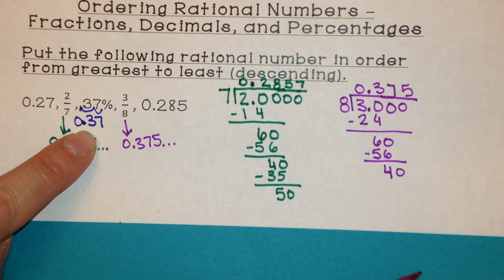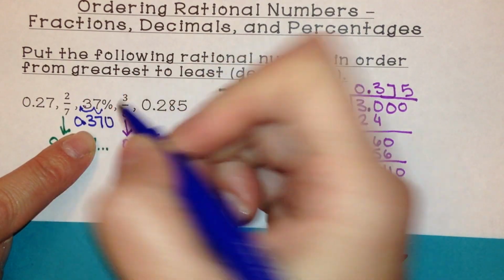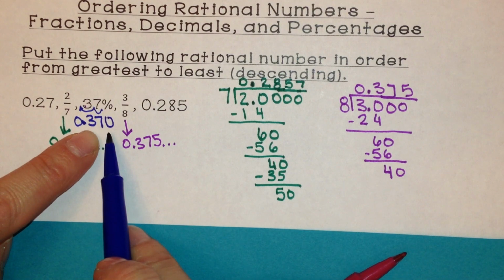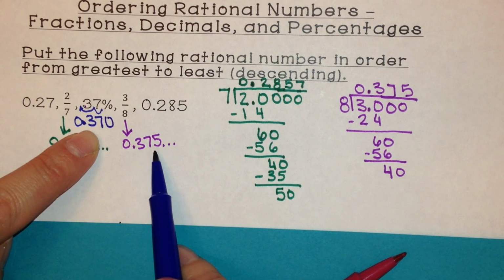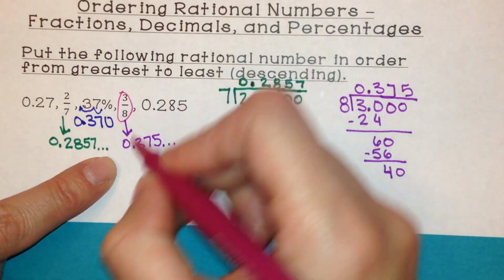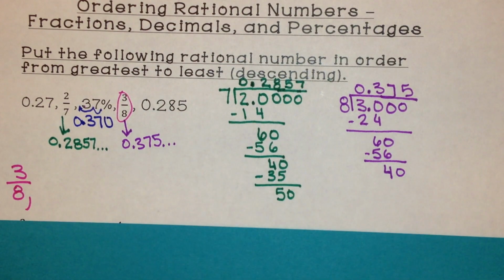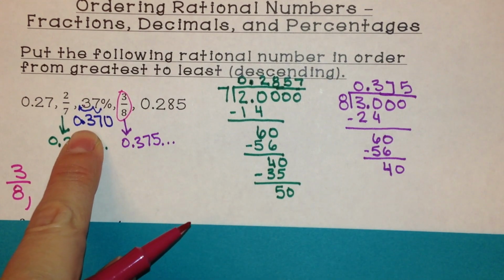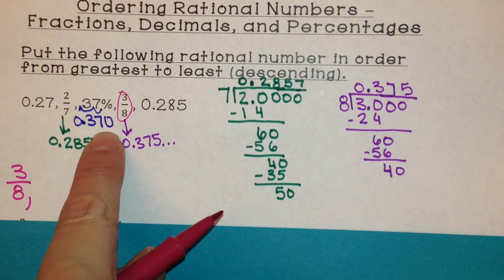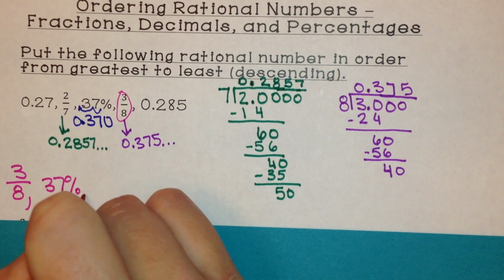So the largest number, all right, so I have 0.375. Think of 0.37, we can add a 0 on the end. 0.370 is smaller than 0.375. So that means that this is our largest number, 3/8. Okay, followed by the 0.370, which was originally 37%.